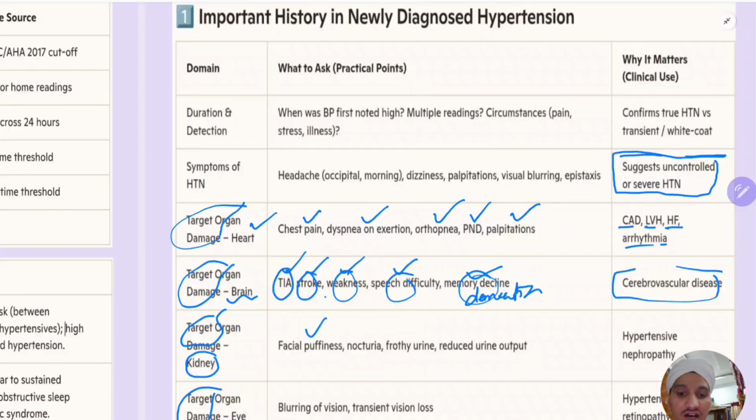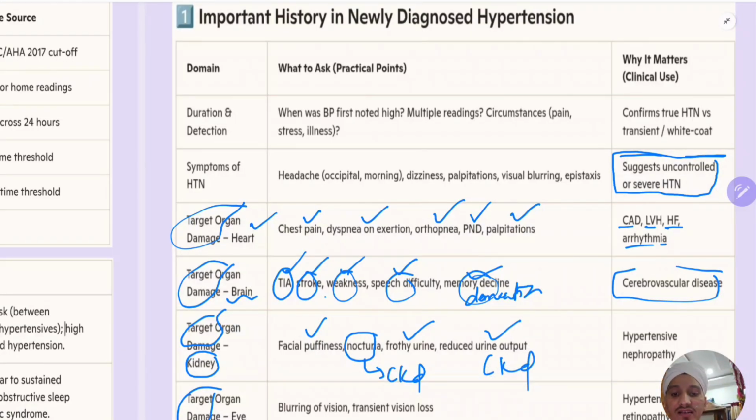So facial puffiness you ask about. Nocturia is the earliest sign of CKD. Remember, nocturia is the earliest sign of CKD. Any frothy urine, suggesting a urinary tract infection. Reduced urine output, again suggesting CKD. Okay, so these you should ask.